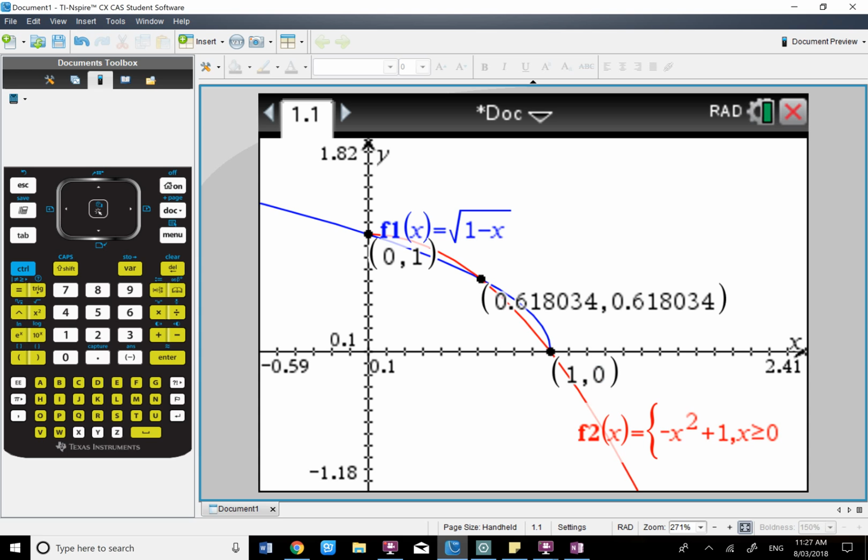That one is (1, 0). Okay, that's the (1, 0). That's the intersection. So I have 3 intersections. 1 is on the line y equals x. The other 2 are in AB and BA form. Okay, it's AB and BA form.